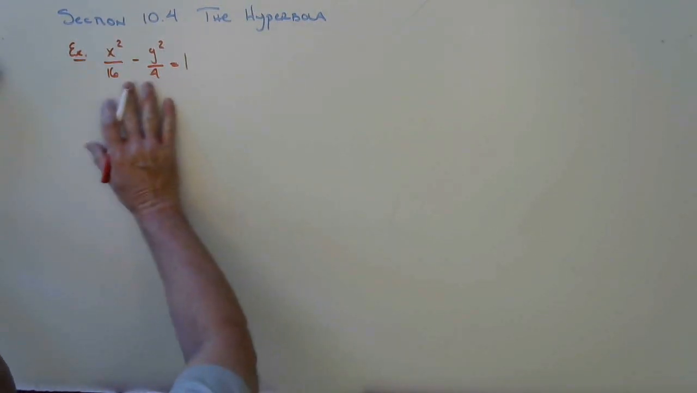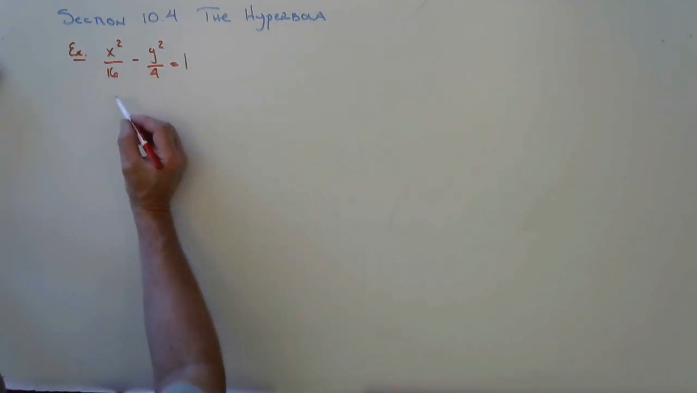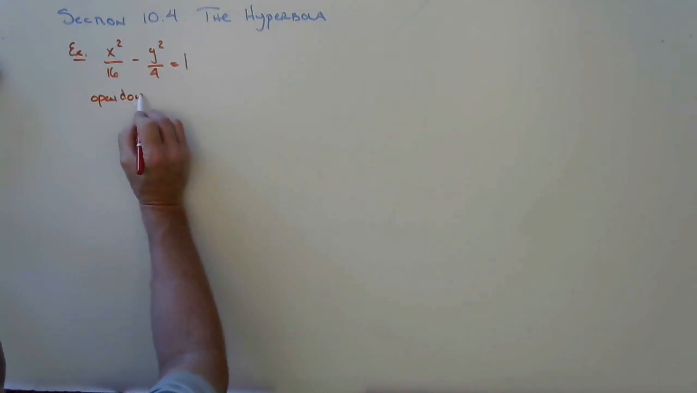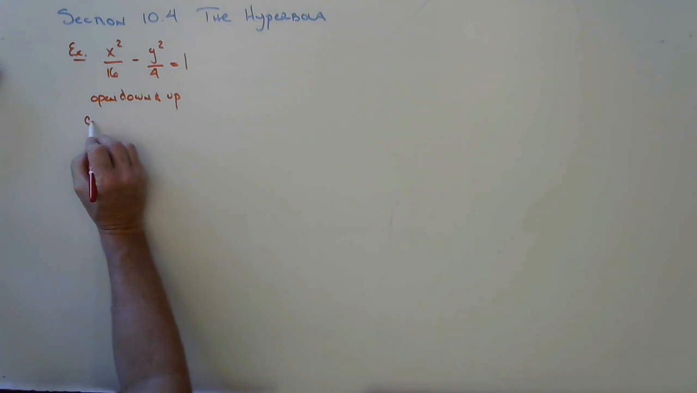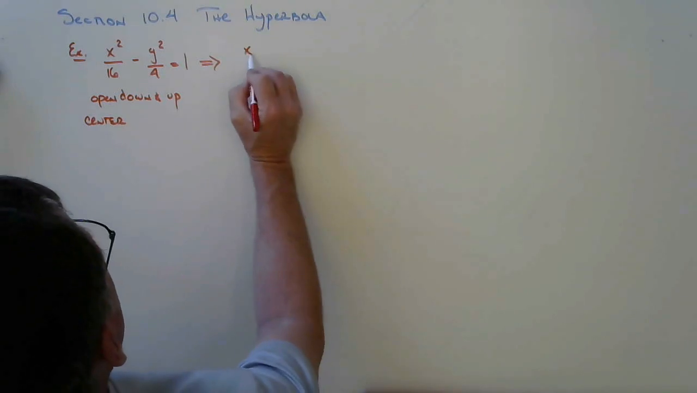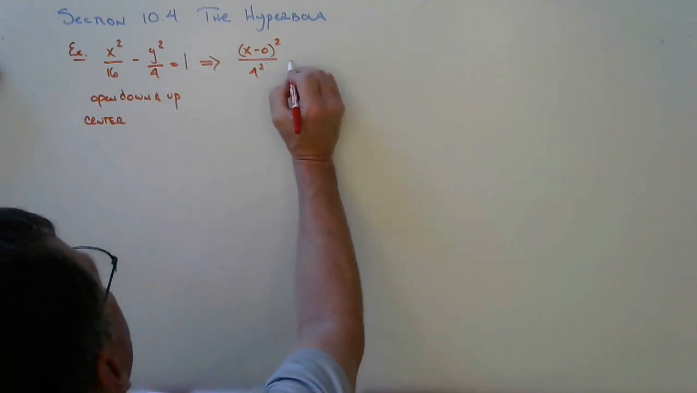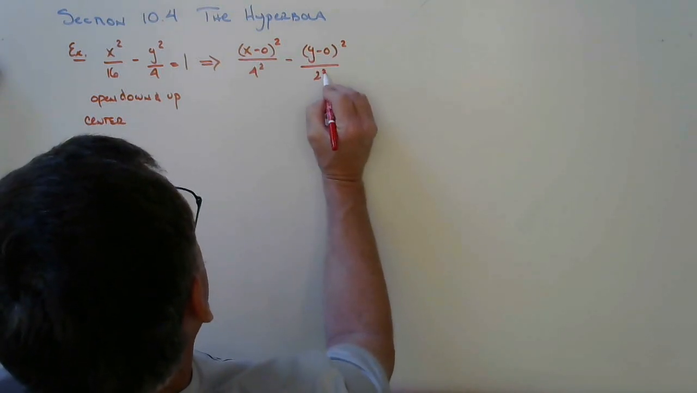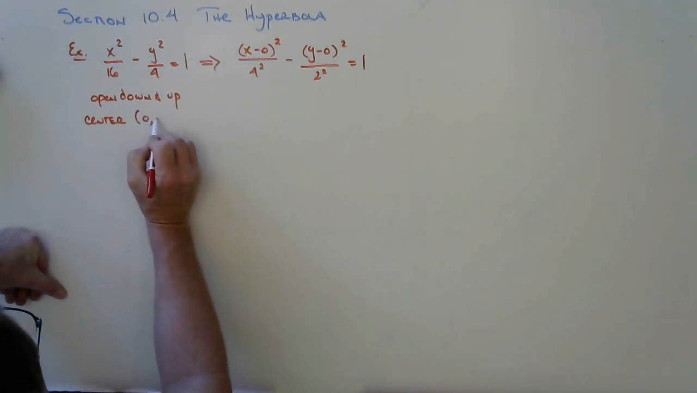So what do we look at when we write this down? Well, we notice the x squared is positive. So this is going to open down and up. Right? So we know that. We have to find the center, right? That's one of the things we have to find. We can rewrite this. This is really x minus 0 squared over 4 squared, isn't it? 16 is 4 squared. Minus y minus 0 squared over 2 squared equals 1. And we can see our center right there. Our center is going to be 0, 0.